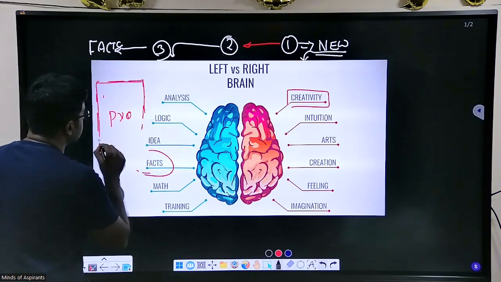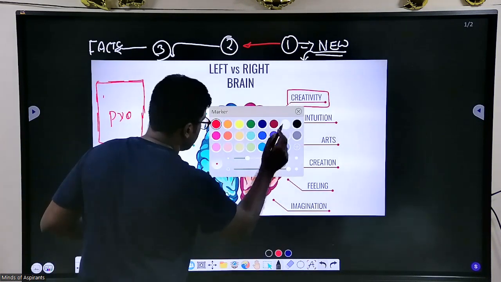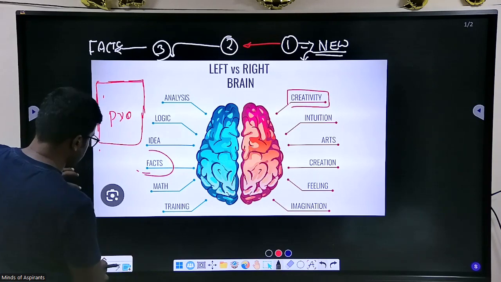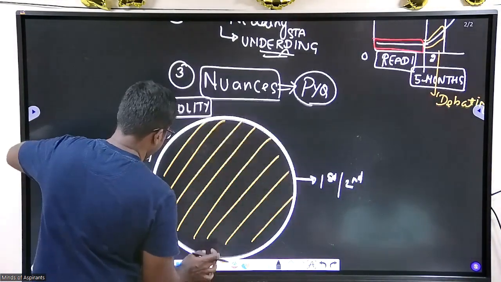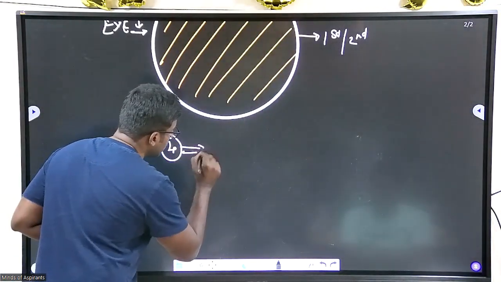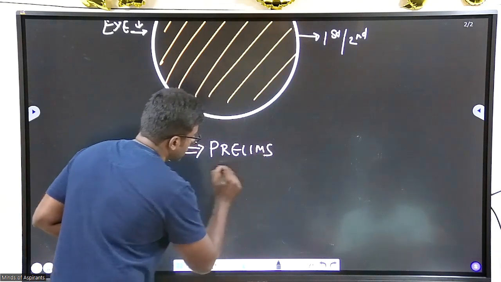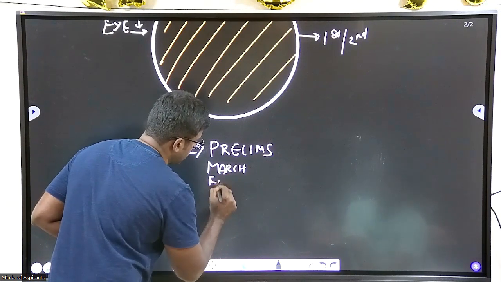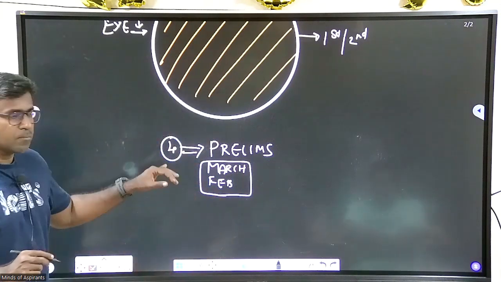So what happens after this? After this is the fourth reading. By this, you will be closer to prelims. This may be somewhere in March. For all this to happen, February, March, you will come here.